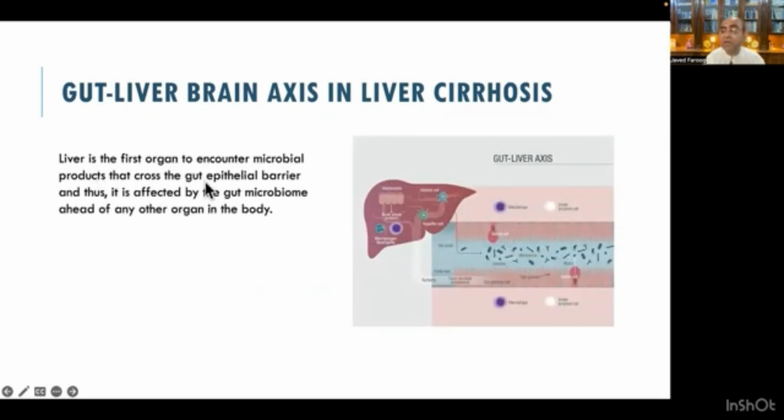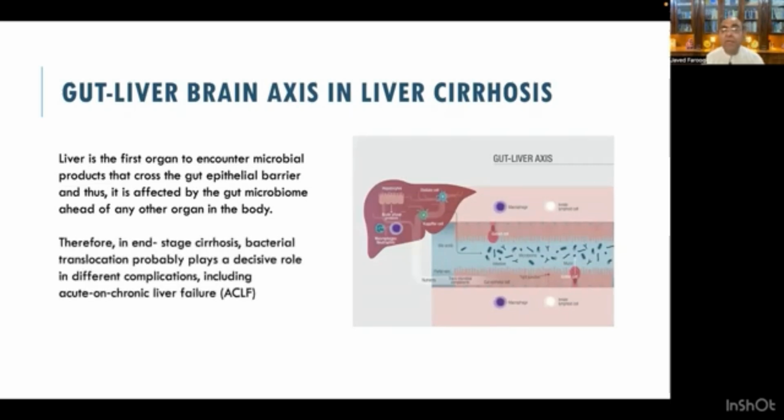The liver is the first organ. We know that the liver is the first organ to encounter microbial products that cross the gut epithelial barrier, and thus it is affected by the gut microbiome ahead of any other organs in the body. Therefore, in end-stage cirrhosis, bacterial translocation probably plays a decisive role in different complications, including acute and chronic liver failure.